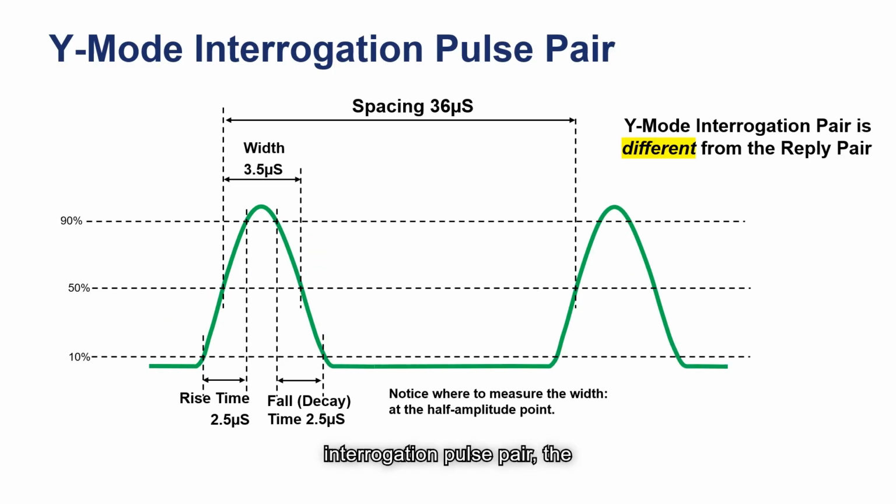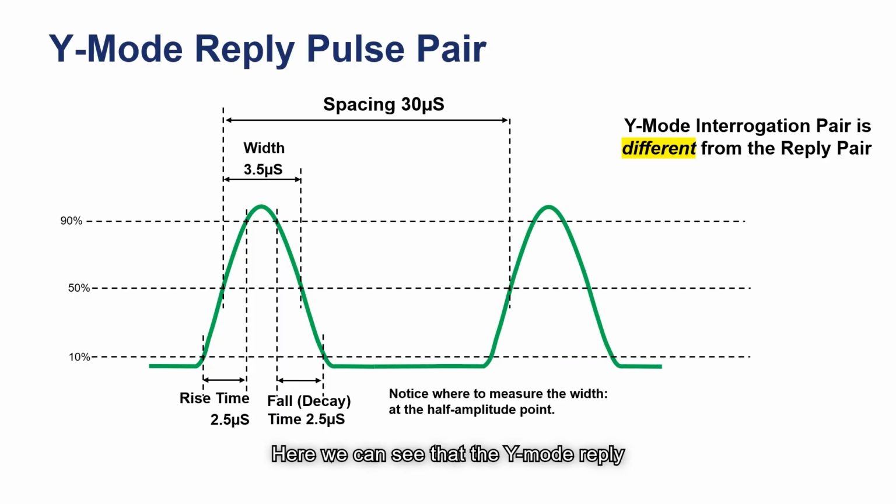For the Y mode interrogation pulse pair, the interrogation pulse spacing is 36 microseconds. The pulse width, rise, and fall time are all the same as X mode. Here we can see that the Y mode reply pulse pair has a reply pulse spacing of 30 microseconds.